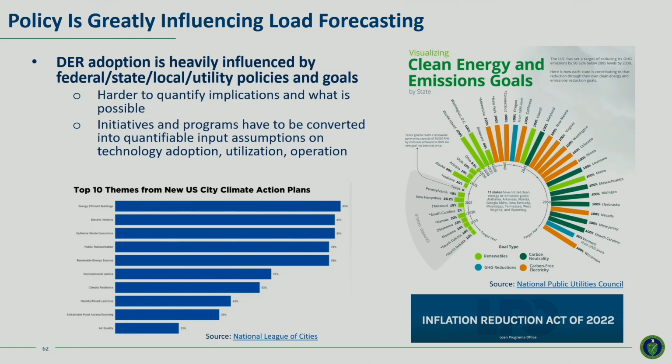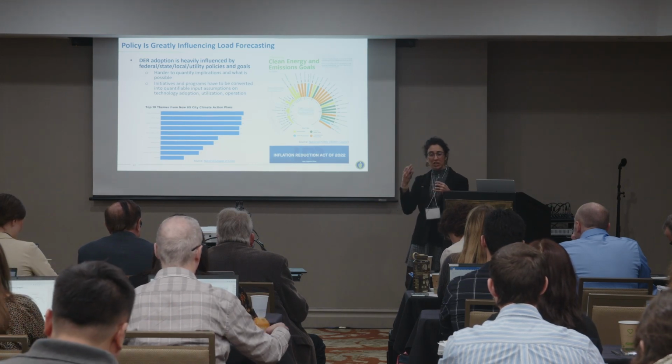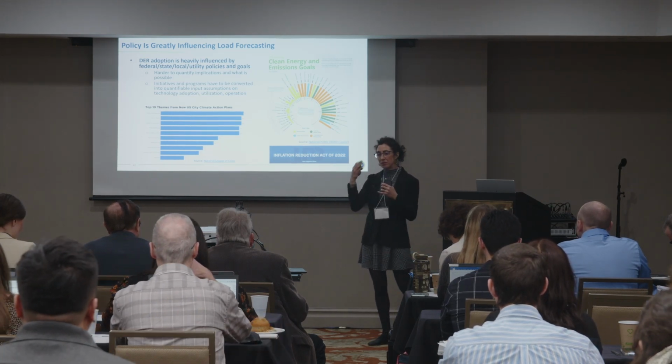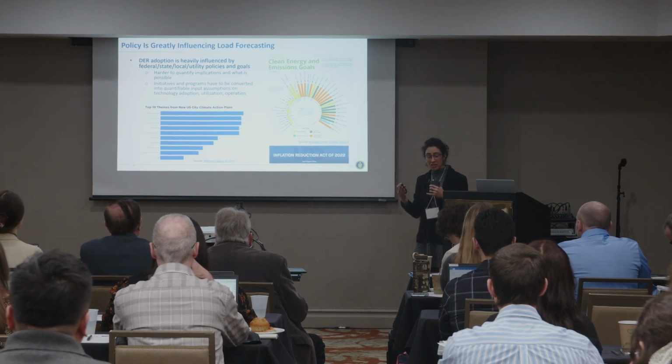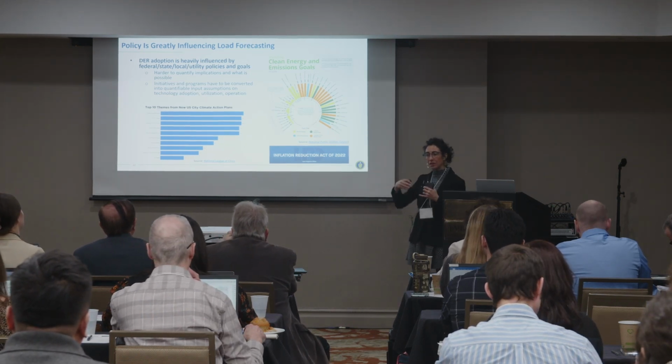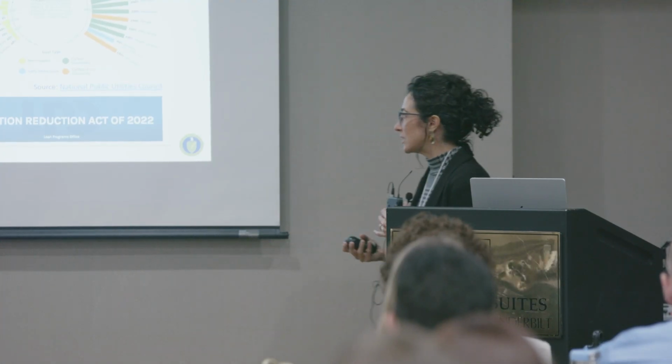How do I convert it into assumptions on technology adoption? Who and where are they going to adopt? And how are the technologies going to operate? So basically, turning the new decisions by the federal government, the states, and the local jurisdictions into a load profile that you can forecast into the future is the key challenge now in load forecasting.